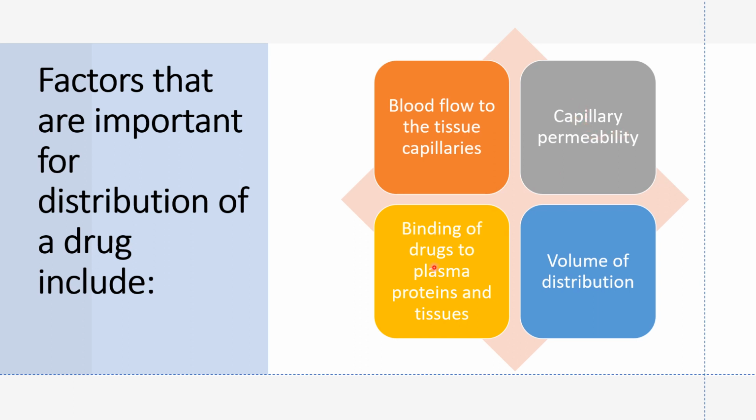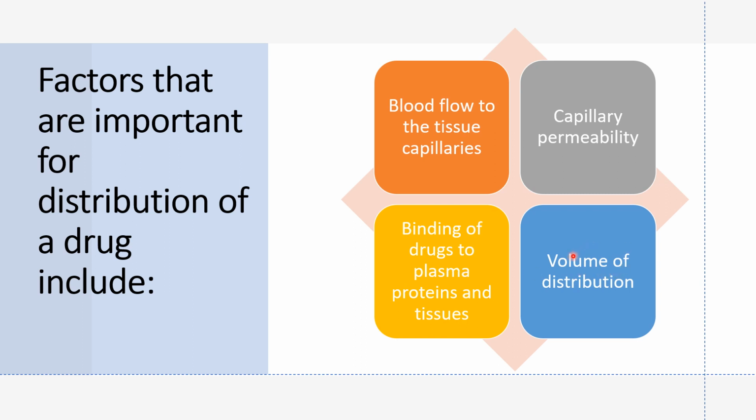The next factor is binding of drug to the plasma membrane and proteins. If a drug is bound to specific receptors or proteins that are present in the plasma membrane, then this transporter protein transports the drug more readily into the cell and tissues, and the drug is more readily distributed.